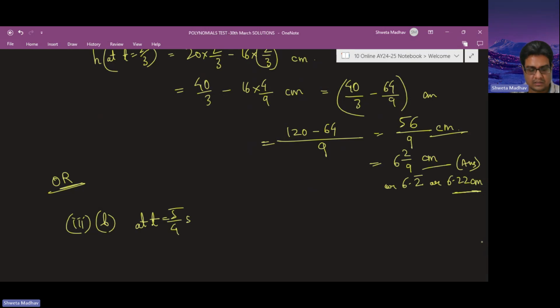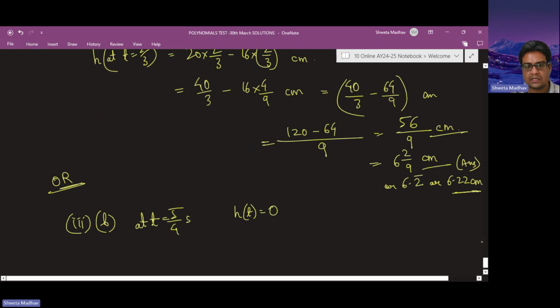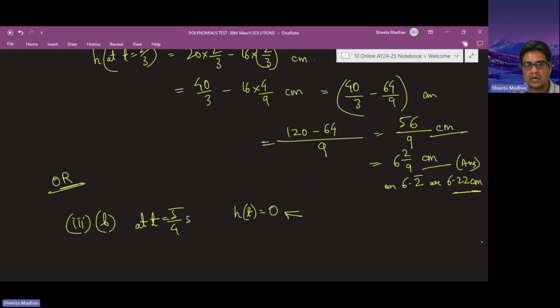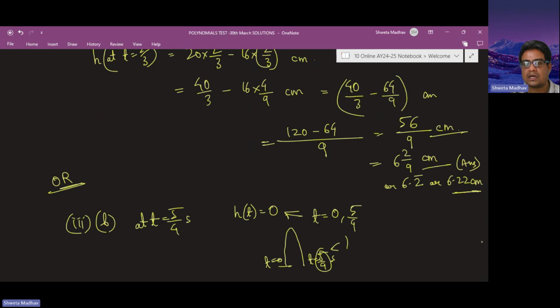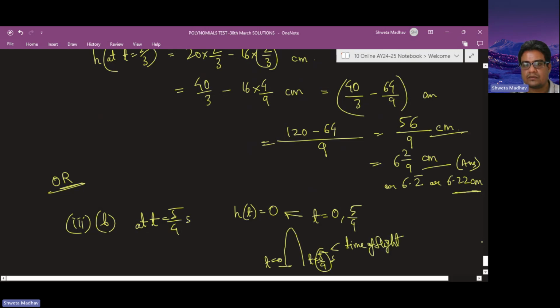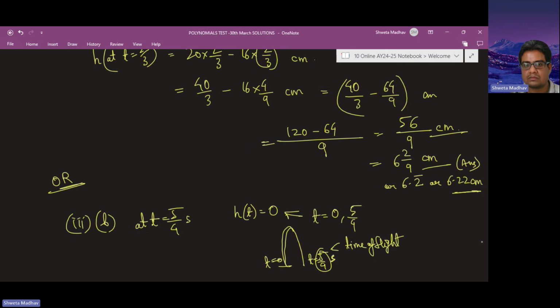Since when we take h of t equal to 0, the values of t we will get are 0 and 5 by 4. It means the height was 0 at t equal to 0 and at t equal to 5 by 4 also. So this 5 by 4 seconds is the required time of flight. It takes 5 by 4 seconds to go up and then come down to the same point.